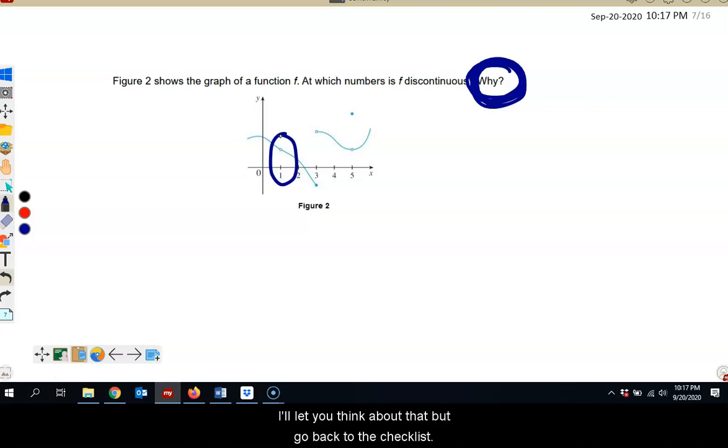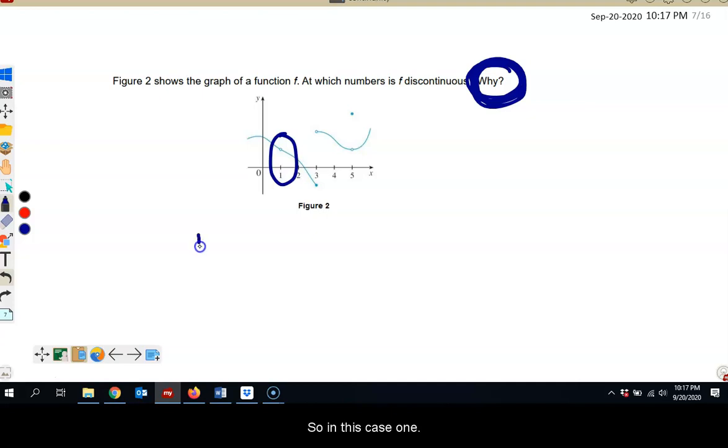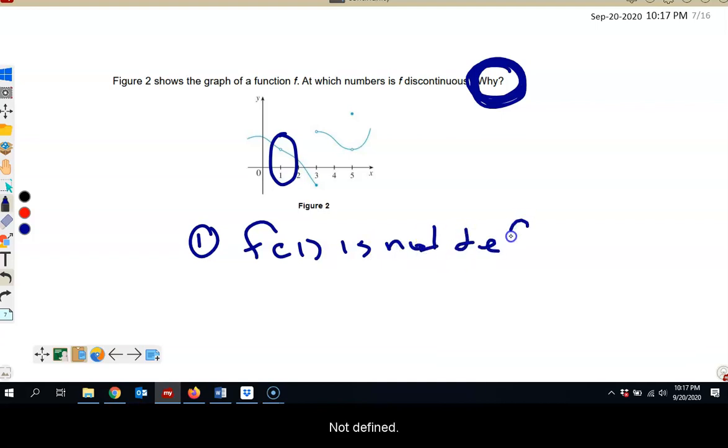I'll let you think about that. But go back to the checklist. The checklist says, is f of a defined? So in this case, we would say, is f of 1 defined? And in this case, f of 1 is not defined, right? It's not defined.